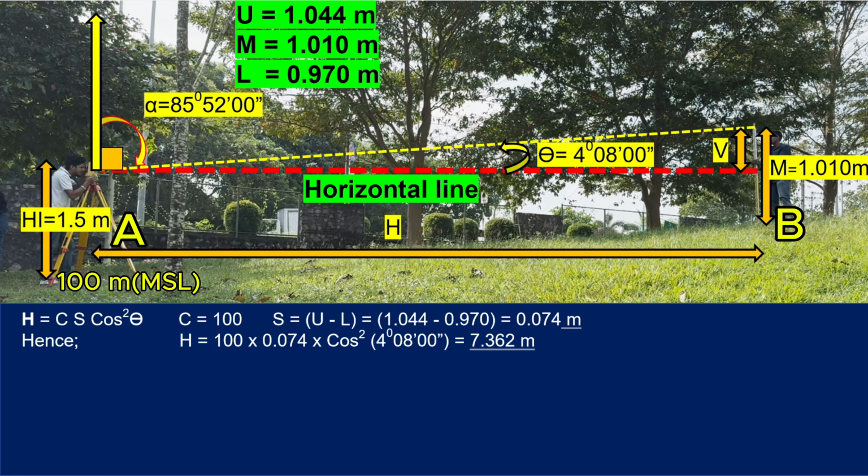Hence, H is equal to 100 multiplied by 0.074 multiplied by cos squared 4 degrees 8 minutes 0 seconds. The answer is 7.362 meters.